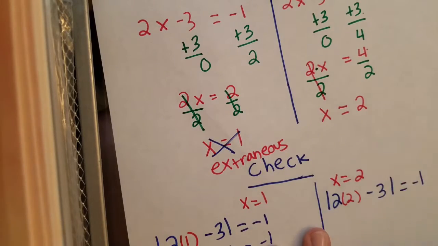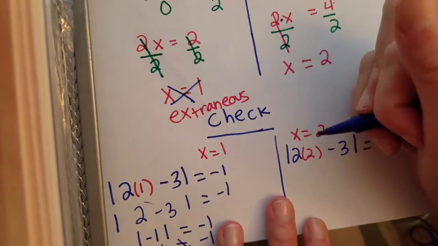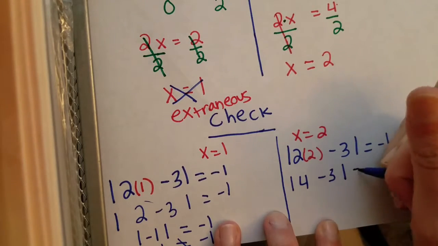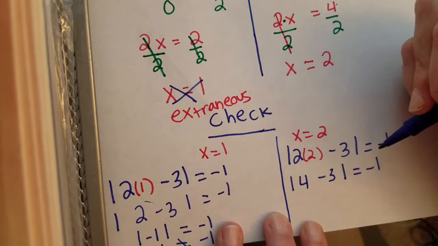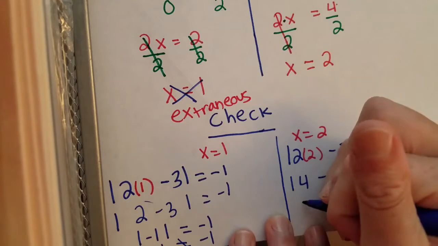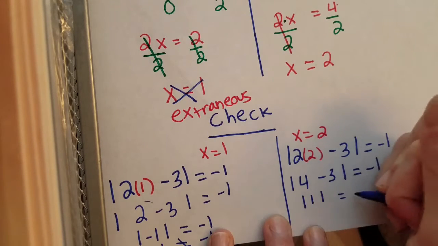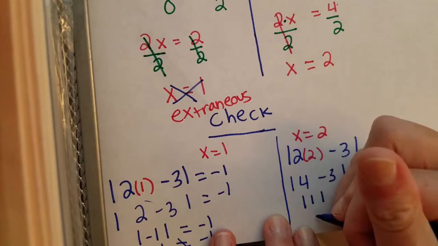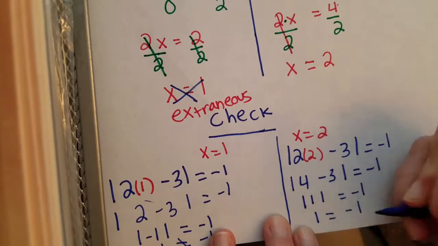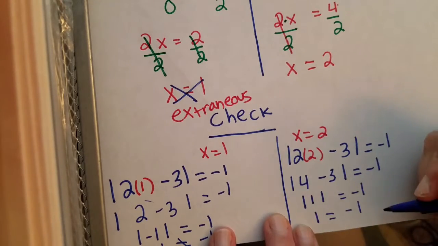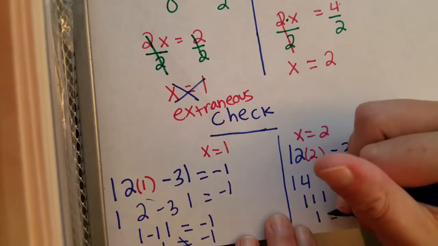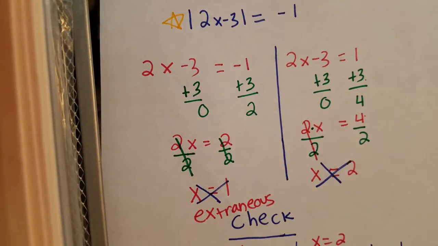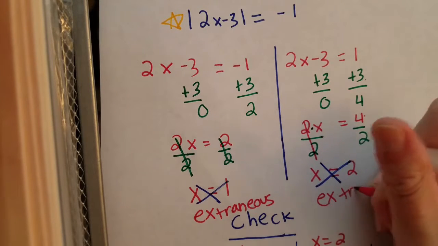Let's see what happens. So 2 times 2 gives me a 4. We're trying to see if this will give me a negative 1. Let's see. 4 minus 3 gives me a 1. And the absolute value of a positive 1 turns everything positive, so it's going to remain positive 1. Holy hot dog, you're probably like, Miss Long, what's going on? It happened again. Okay, well this definitely does not work. So both of our answers do not work and they are both called extraneous.